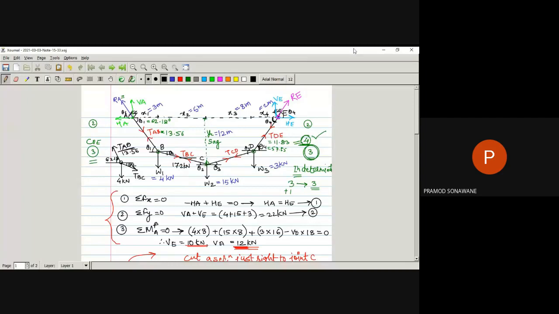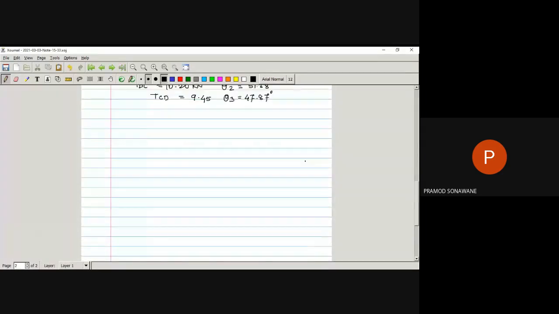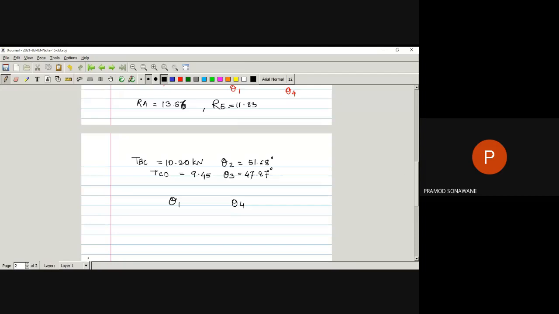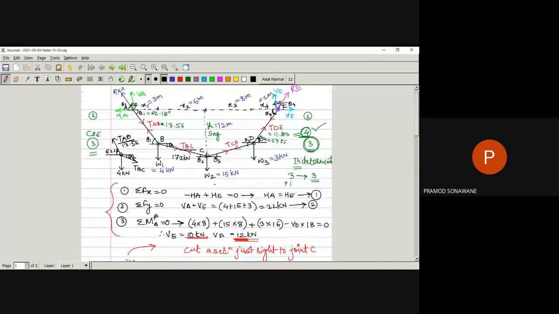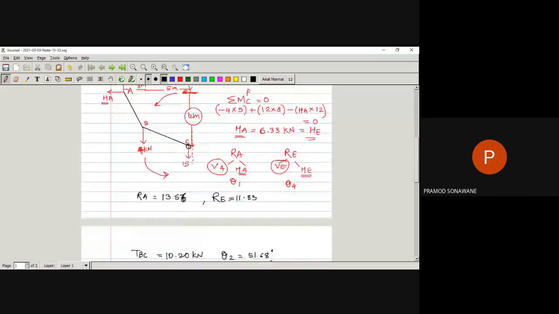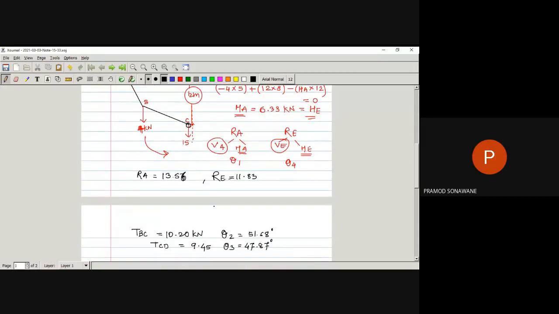So next we will move to the next topic. Whatever contents are there for unit number 2, of them truss and cables are over. What are the things to always remember about cables? Whatever theta, that means theta 1 and theta 4, now tell me: tension in BC came 10.2, tension in CD came 9.45, what was tension in AB? 13.56. And the tension in DE, what did it come to?